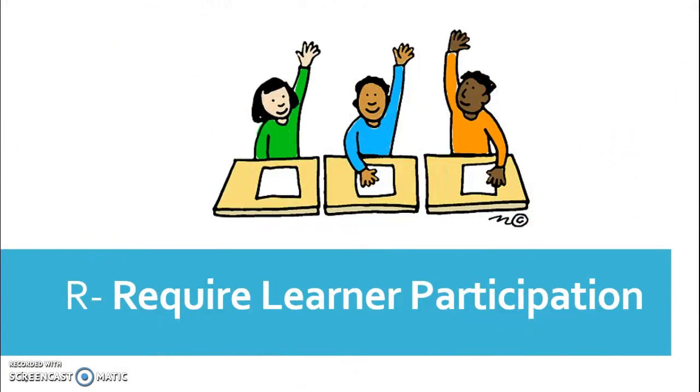The R in the Assure model stands for require learner participation. In this fifth step, teachers make a plan of how they will actively engage their students. Teachers should make steps in how they will require participation in class discussions. For example, students can prepare questions and comments at home to bring to the class, or they can be actively engaged in note-taking.